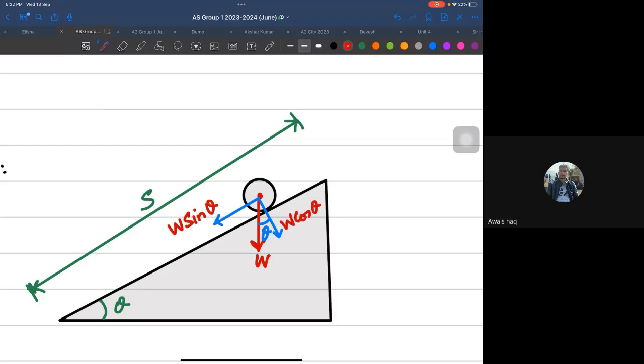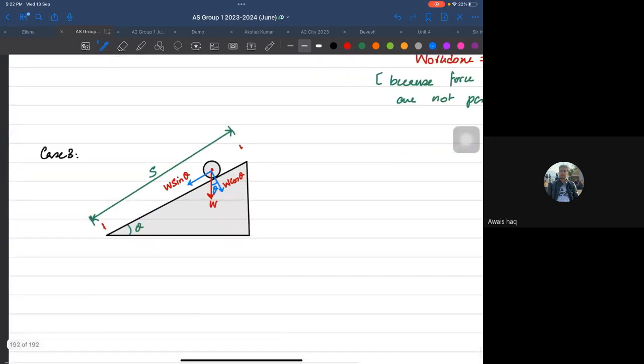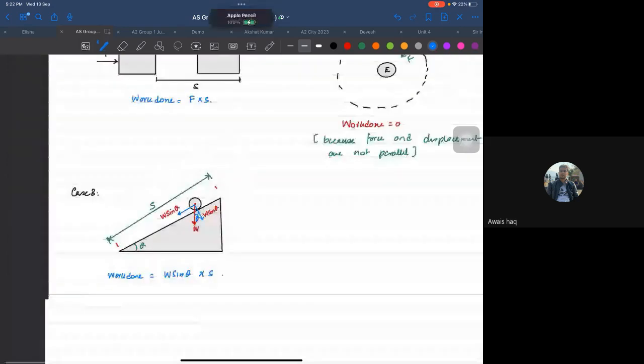So if I want to find the work done when the object moves from this point to this point, I would say that you have to find the force which is parallel to it, which means work done will be equal to W sine theta times the displacement. Anyone who could not understand this, please let me know.